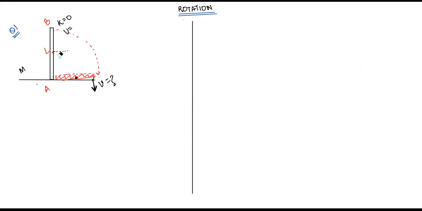Why MGL? Because it is at a height L from the ground. What is at a height L? This point B is at height L, or this entire rod's center of mass is at a height L? So energy for point B will be MGL. But what about the entire rod? The rod is also there, right? Yes, sir, the center of mass. So for any such rod where mass is distributed uniformly, we will consider which point? Center of mass. Always remember this, Atul.